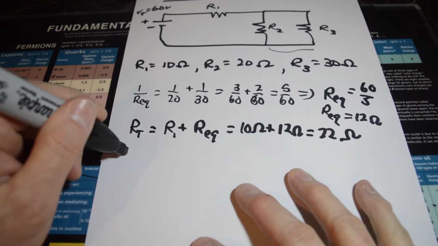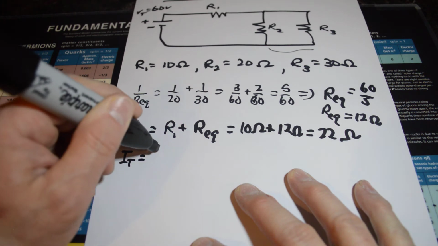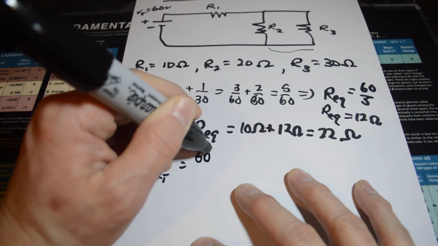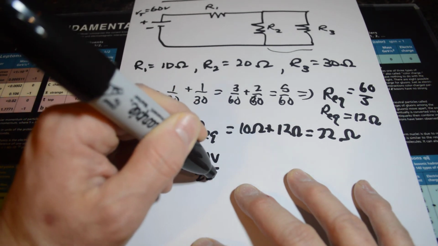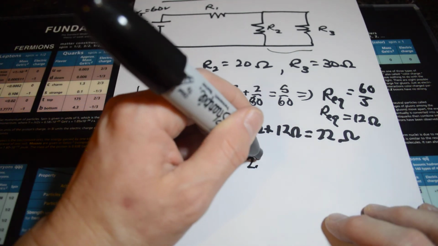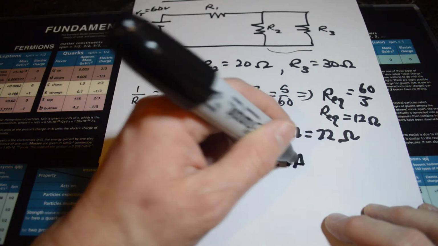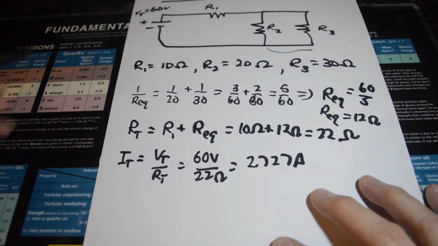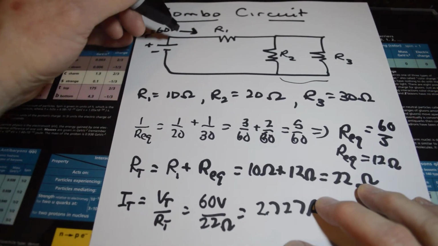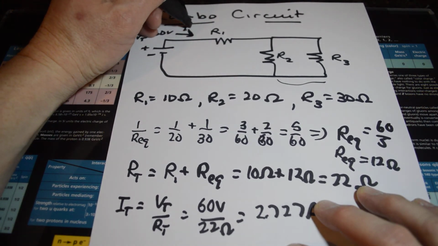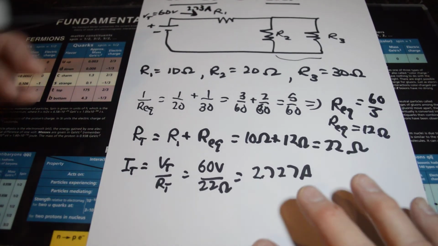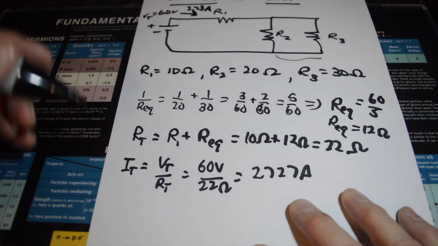What does that give us for a current then in the circuit? That would be the total voltage over the total resistance, 60 volts over 22 ohms. And if you do that, you get 2.727 amps of current. That's the total that comes out of the power supply. Up at the top of that picture would be somewhere around 2.73 amps.